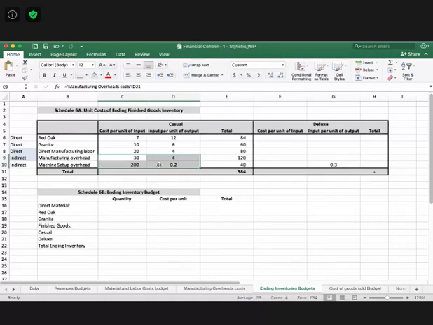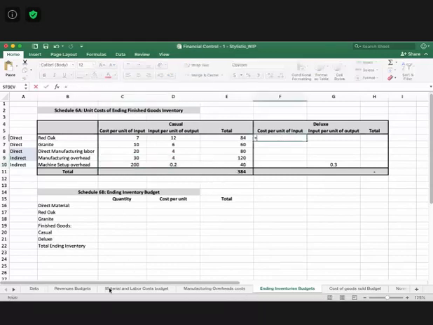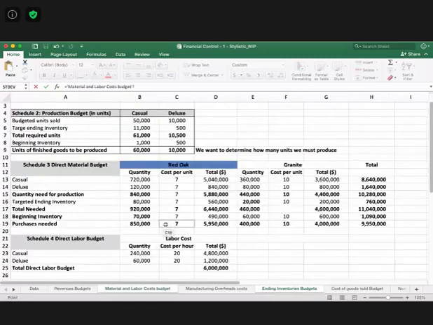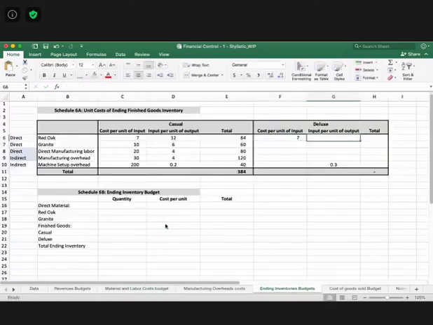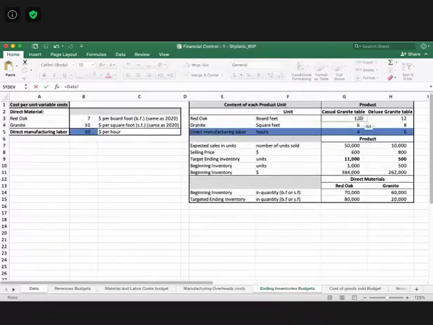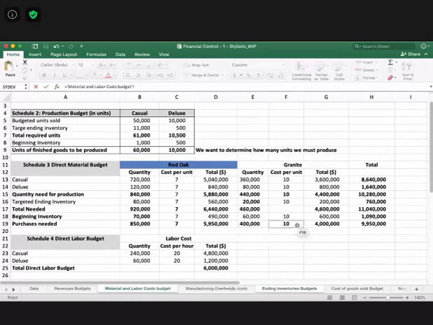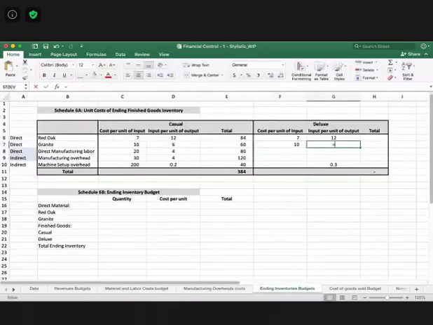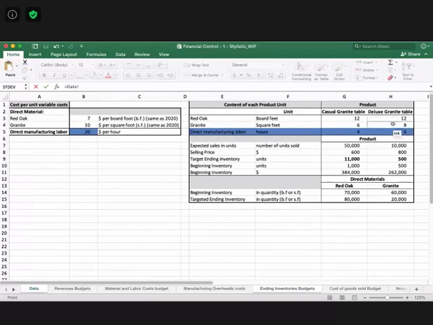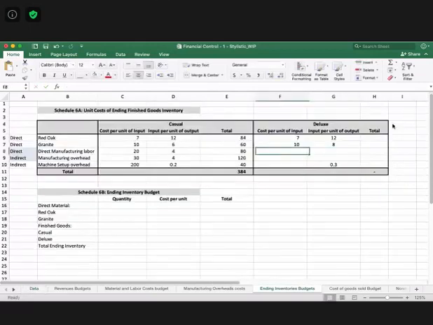Okay, so let me do the same thing for the deluxe. So we have some red oak. The cost per unit is 7 as well. The number of units we need is 12. We need some granite as well, and the number of units of granite is higher because it's a deluxe product.